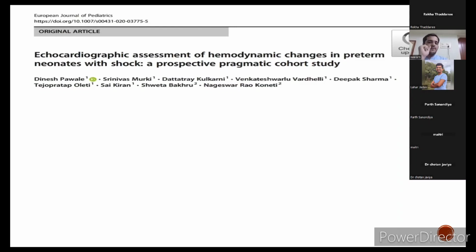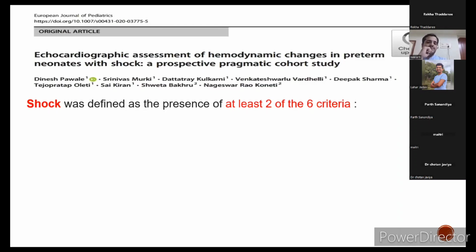They have proposed that clinically, if you want to diagnose shock, since all the parameters individually are not reliable, we can use them in combination. So what they told is that you can take a group of six parameters, and if at least two of those six parameters are abnormal, you can label the baby as having shock.